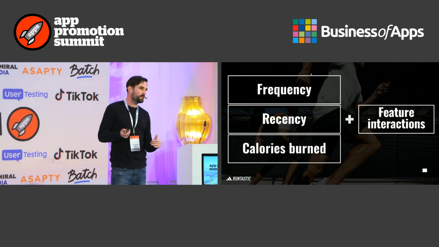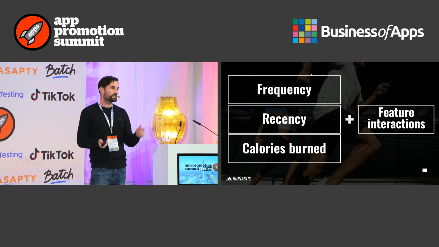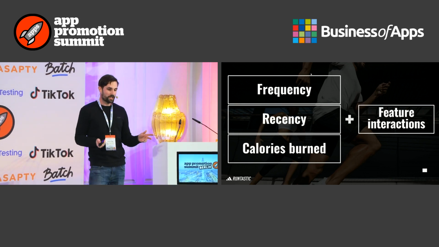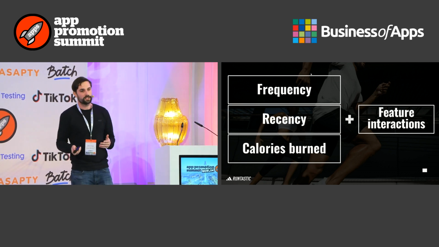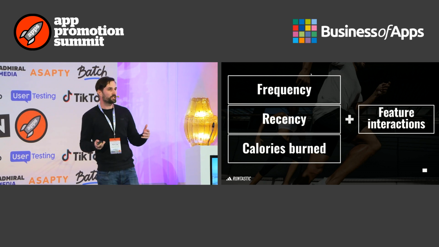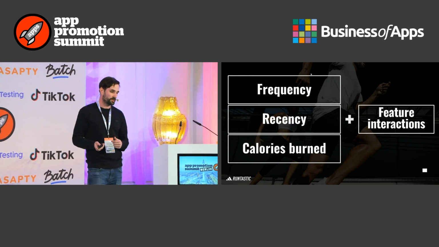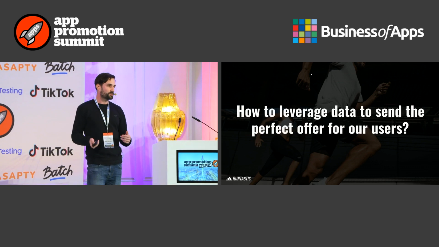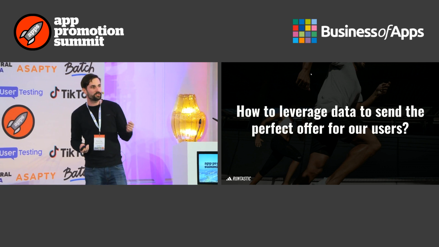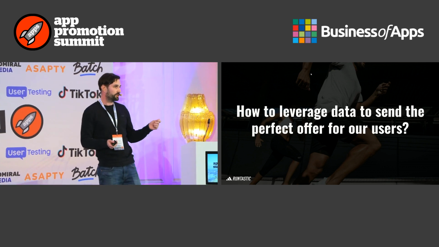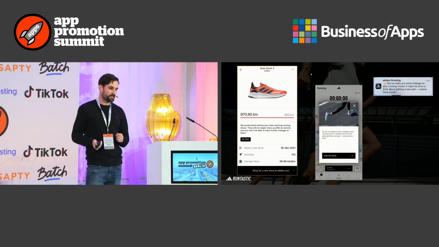But the 3 main attributes that we are using in our attribution model are frequency, recency, and calories burned. And this combined with the feature interaction, this is how we can identify your engagement level, and this is how we can personalize the experience in the running app. And with that, we arrive at the main topic of this presentation: how we can leverage this data to send the perfect offer to the users at the right time. And I brought you 2 use cases.